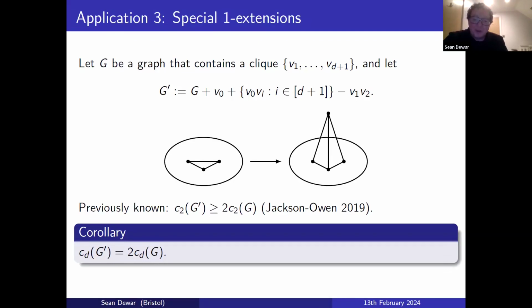It was previously shown by Jackson and Owen that this will at most double the number of realizations, but we can actually show that it exactly doubles the number of realizations. And we have quite a clever argument using this factorization method that we previously just described.